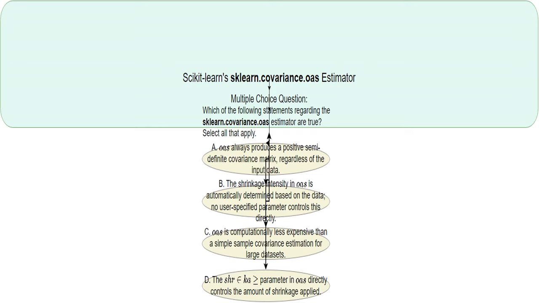We're diving into Sklearn's function, a tool from the Scikit-learn library used to estimate covariance matrices. It's a fancy way of figuring out how different variables in your data relate to each other. Think of it as a powerful statistical detective.